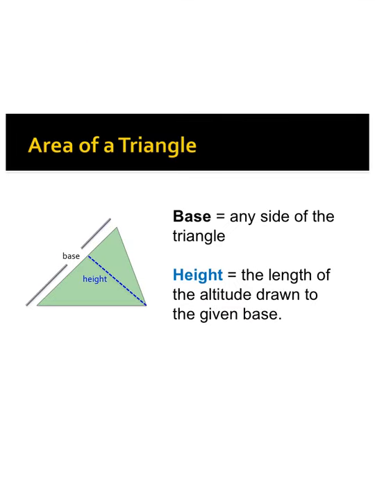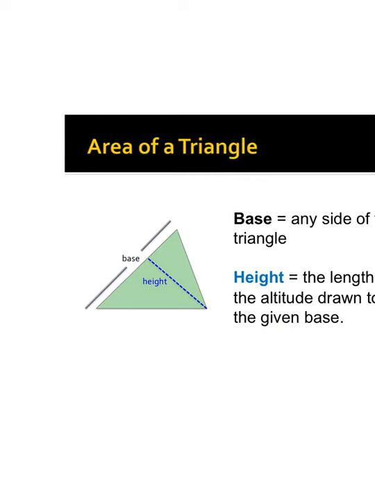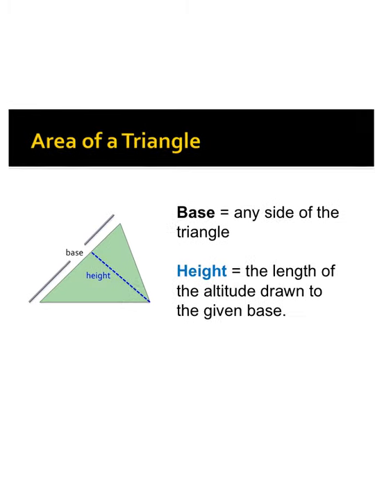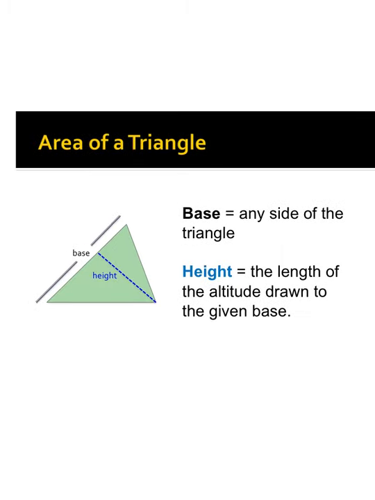Next up, the area of a triangle. The base is any side of the triangle. It doesn't have to be the side that the triangle is kind of sitting on. Like I would call this, that the triangle is sitting on that side. It doesn't have to be that way. Every single side of the triangle can be considered a base. But now, depending on what the base is, the height changes. The height is the length of an altitude drawn to the given base.